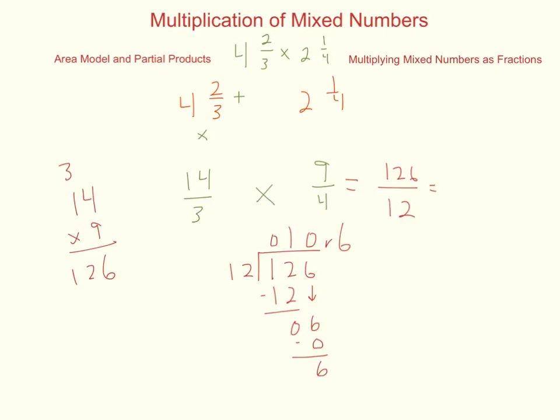10 becomes our numerator, or excuse me, our whole number. Our remainder is always our numerator, and then the denominator doesn't change. So 10 and 6 twelfths, and again, we could simplify 6 twelfths and come up with 10 and 1/2.